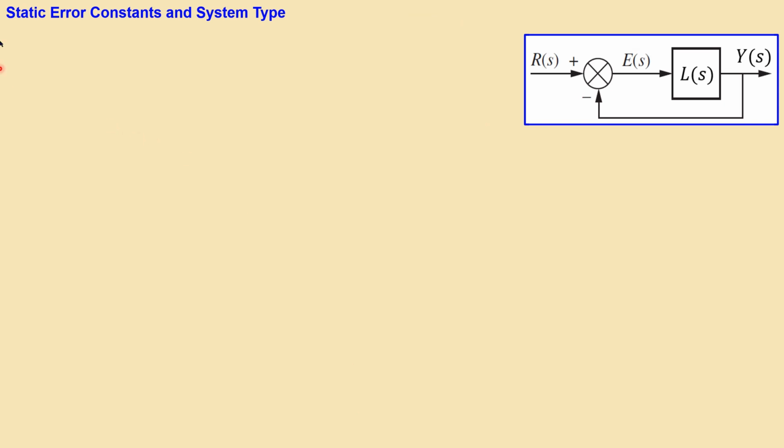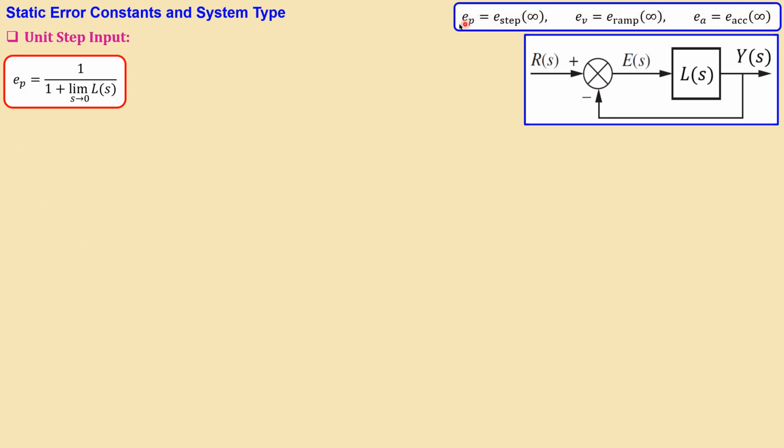All right, now we have the situation of static error constants, which is very helpful, and also we will look at the system type. For unit step input, we had this expression. I already said this is a position error, so we had E error for the step. This is now changed to E position. So this is all shown here.